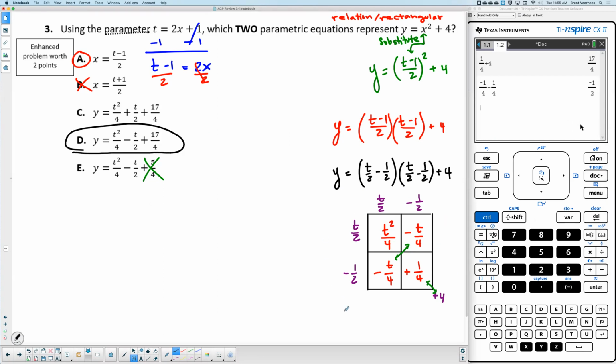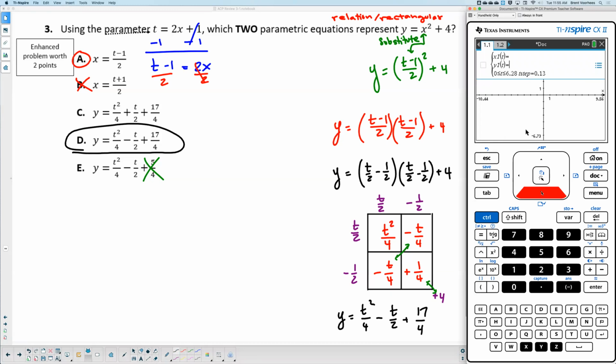That this would combine to be y equals t squared over 4 minus t over 2. That's 1/2, two 1/4s make a half. And then plus 17 over 4. So now let's go back to the calculator. Make this slowest problem slower.